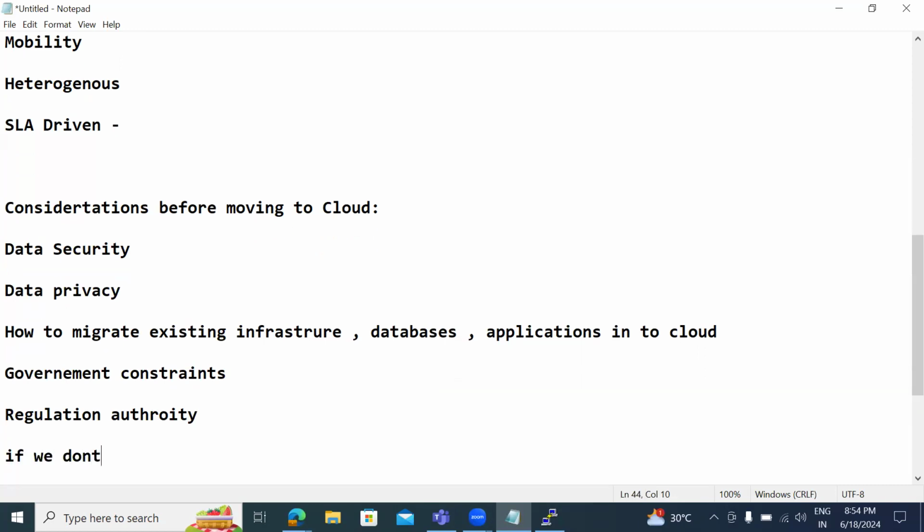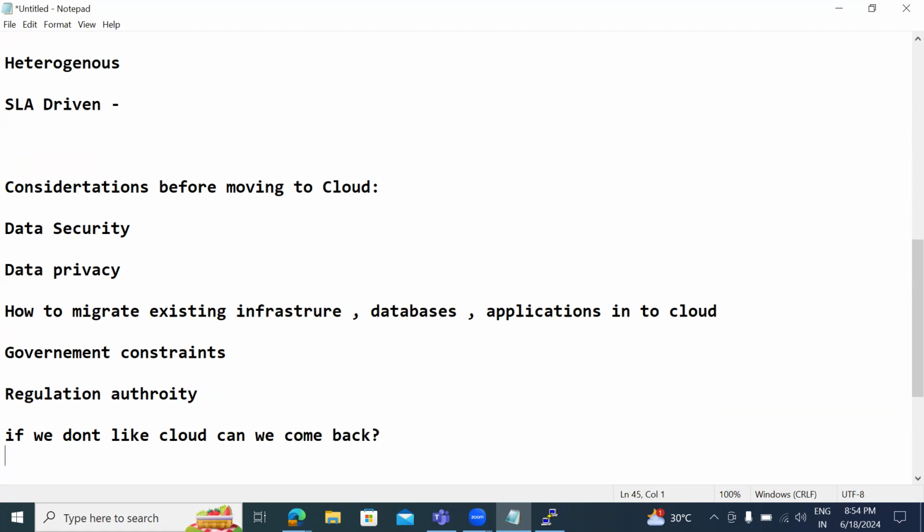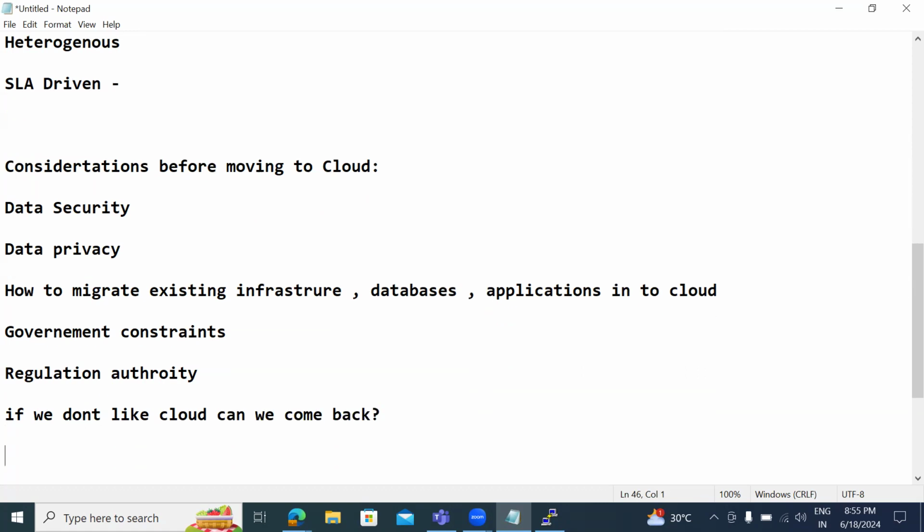If we don't like cloud, can we come back? Okay, maybe 1 or 2% of the companies may not like cloud also. Then what is their consideration in their mind? Can I come back or not? Yes, we can come back if we don't like it.